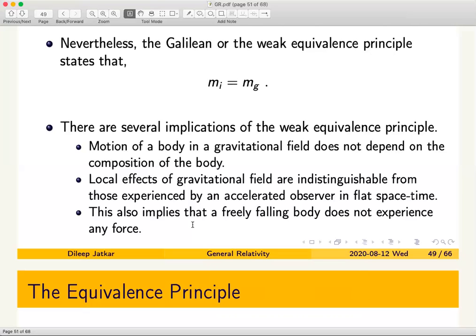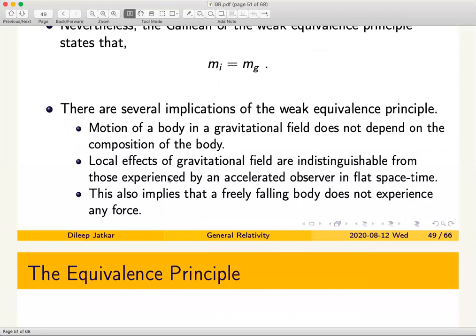That is one of the reasons why the constant of proportionality in, say, Newton's law involving acceleration is the same as the constant of proportionality that a gravitational law would involve. So that is the statement: locally, both these effects are identical.